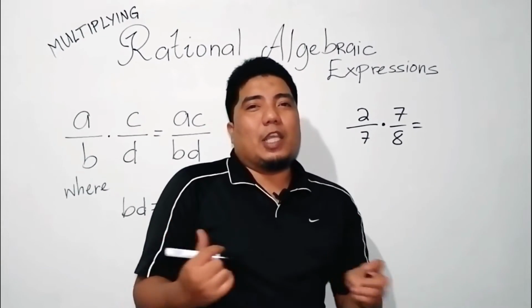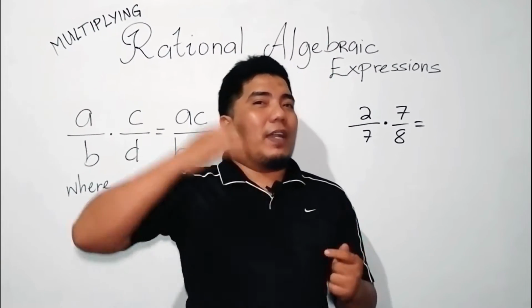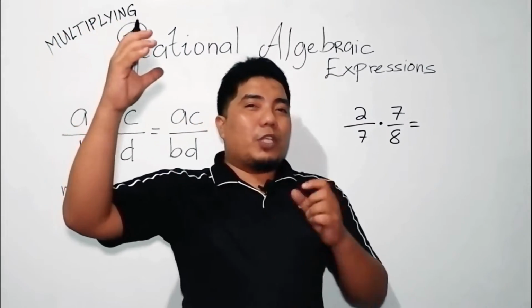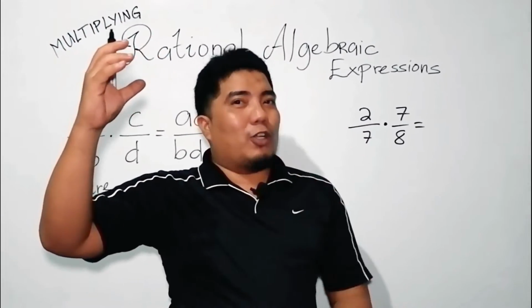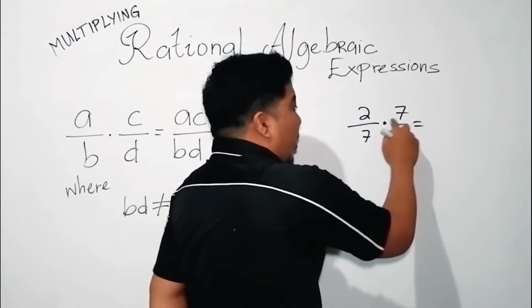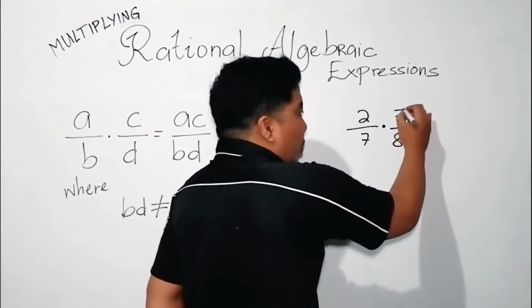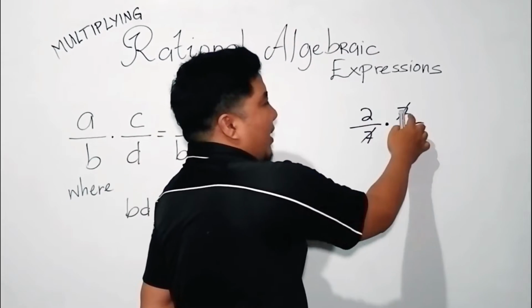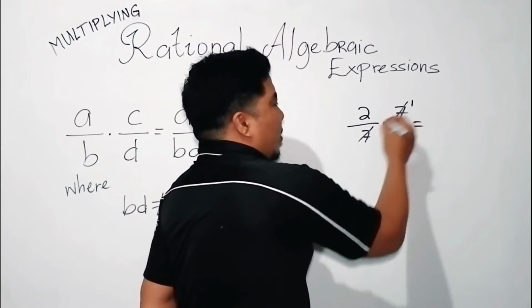What do you mean by cancellation? If you see a factor of a number in the numerator which is the same as a factor in the denominator, you can cancel them. As you can see here, both numerator and denominator have 7, so you can cancel them. You can just divide 7 by 7 and that is 1, right?